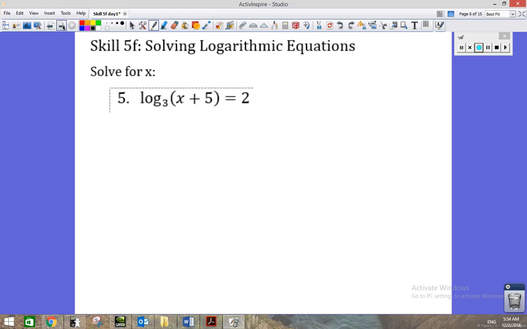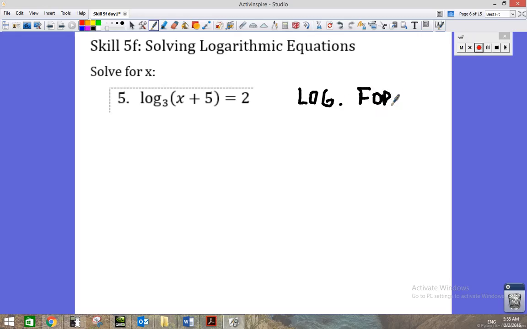And so when we look at this, however, this is not log times, so we don't have a distributive property. We can't say this is log base 3 of 5 times x. And on the right hand side, that's not a logarithm, so I can't use my one-to-one functions and say that x plus 5 is equal to 2. That's incorrect.